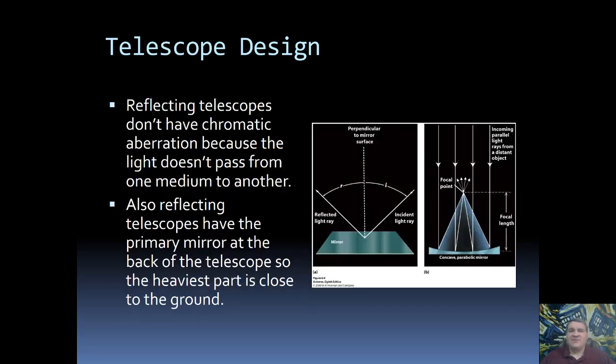Reflecting telescopes actually help us overcome both of our big major issues with refracting telescopes. First, the light does not actually pass through the glass at all. It's only reflecting off of the glass, which means no chromatic aberration. Also, our big heavy piece of glass, our primary mirror, is down at the bottom of the telescope, down near the ground, where it's not going to mess up the pointing of our telescope, and we're going to be able to cause it to shift around without a big deal. Okay, so we've overcome both of our big problems with refracting telescopes.